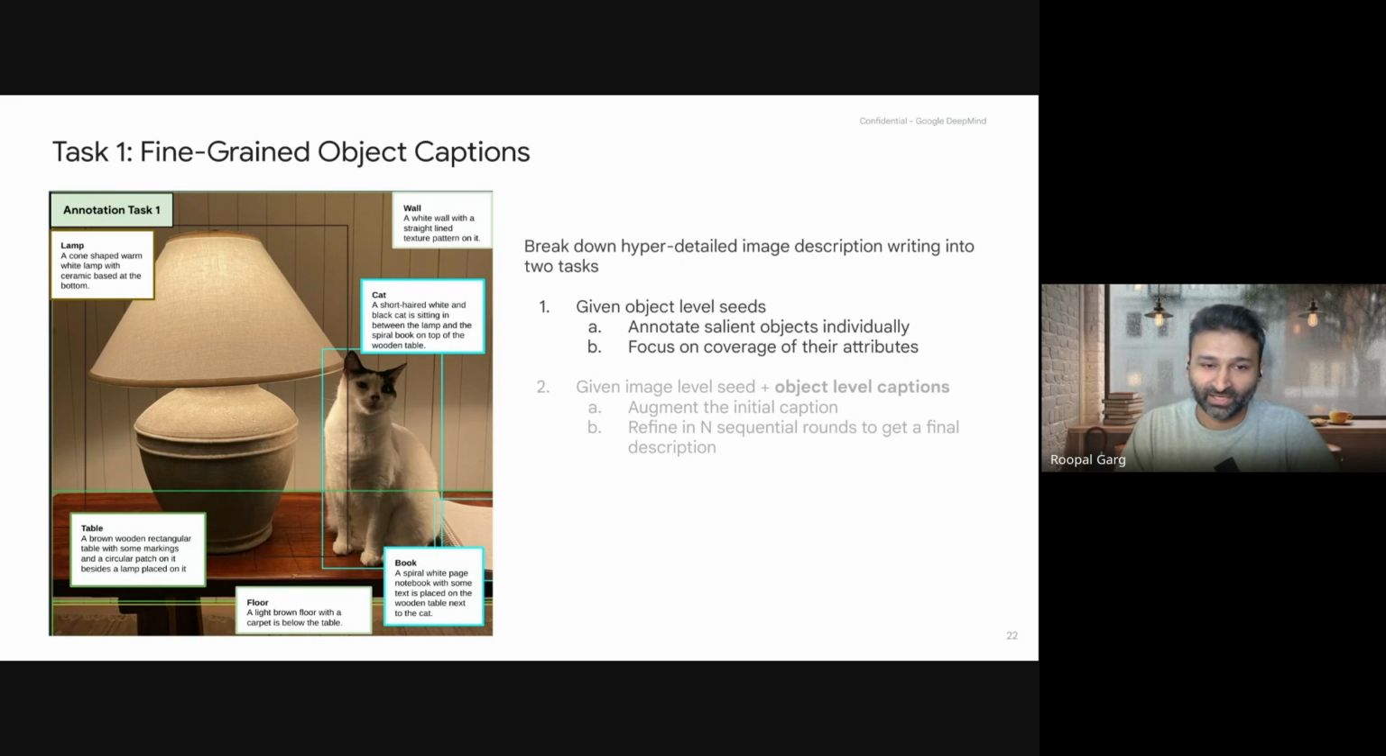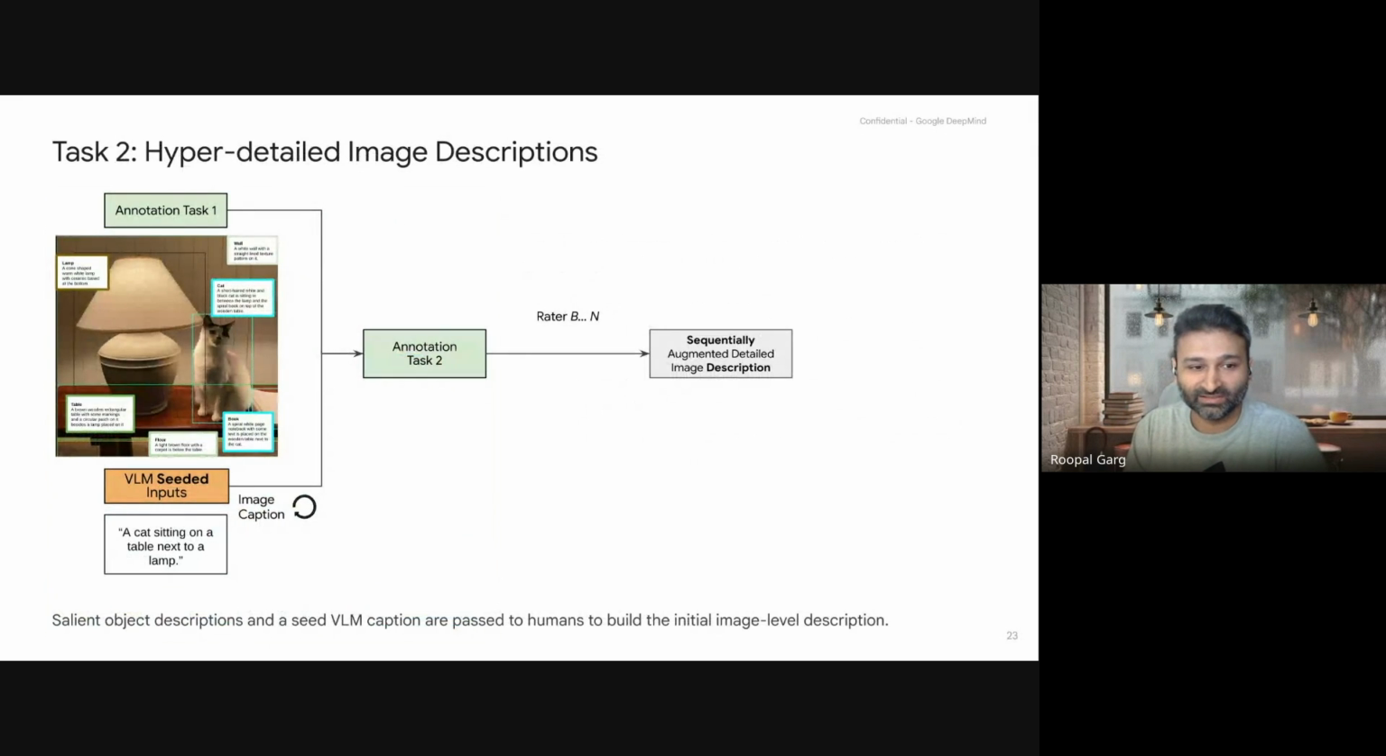At the end of this, what we get are object-level detailed descriptions like these, where you can have a short-haired white and black cat sitting between the lamp and the spiral book on top of the table. So the humans can add a little bit more context in the description that was initially missing because the VLMs never saw the full image. As a next step, we say, okay, let's take all of these object-level descriptions, create the best image description that our VLMs can create, and then feed this metadata to humans and have them refine this sequentially to create that hyper-detailed description that we want.